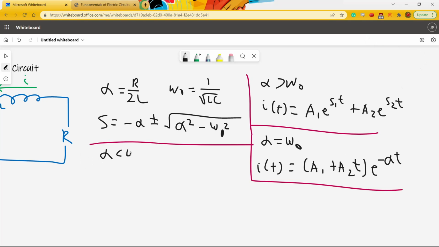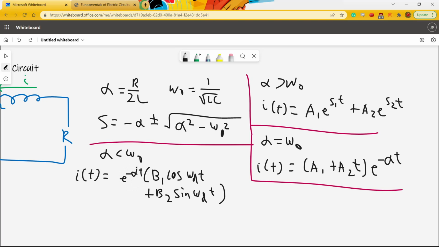If alpha is less than omega naught, then alpha squared minus omega naught squared will be a negative number. So the square root of that negative number will be imaginary. When you have an imaginary term in an exponential expression, what you result in is cosine and sine terms using Euler's formula. And we do some finagling to that to get the following format. E to the negative alpha t, the real scaling factor, times B1 cosine omega d t plus B2 sine omega d t, where omega d is the square root of omega naught squared minus alpha squared. Note that because alpha is less than omega naught, this will actually be a positive term, so omega d will be a positive frequency.